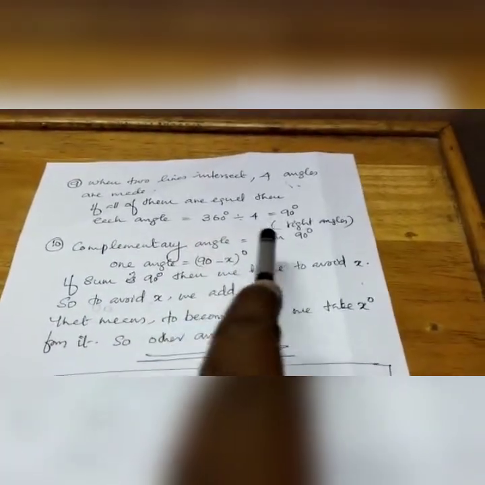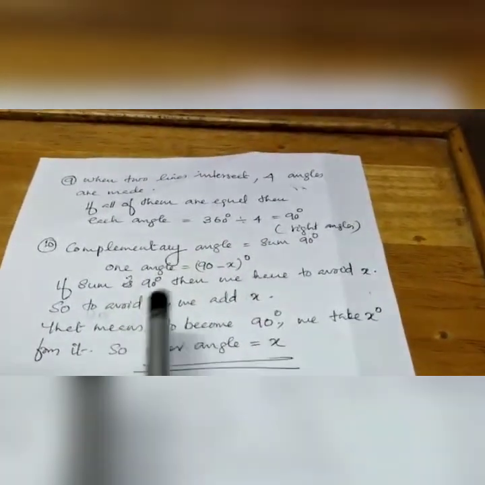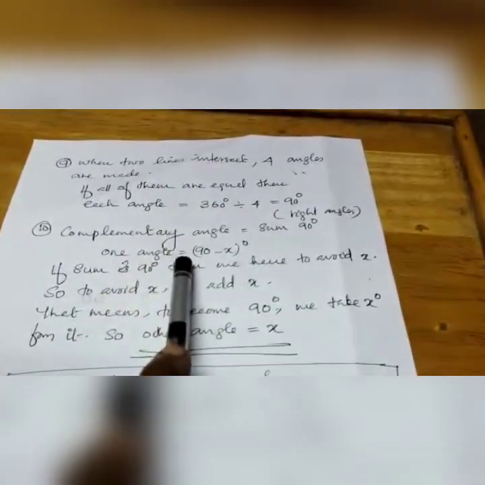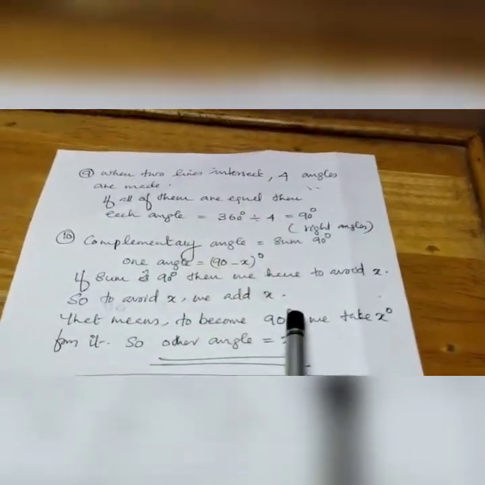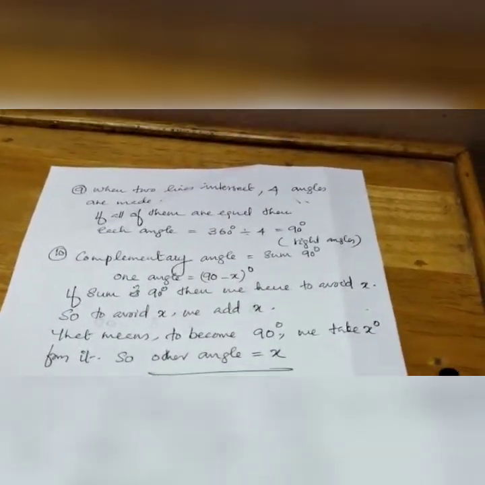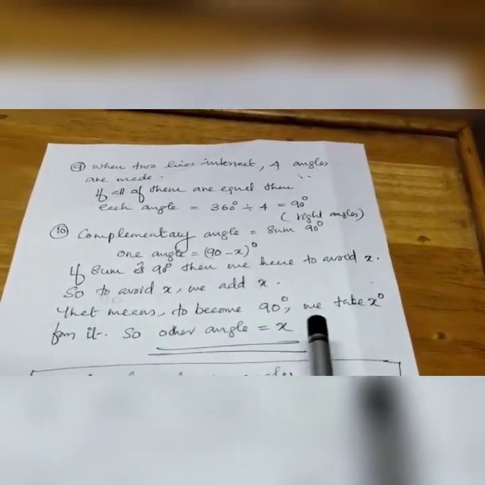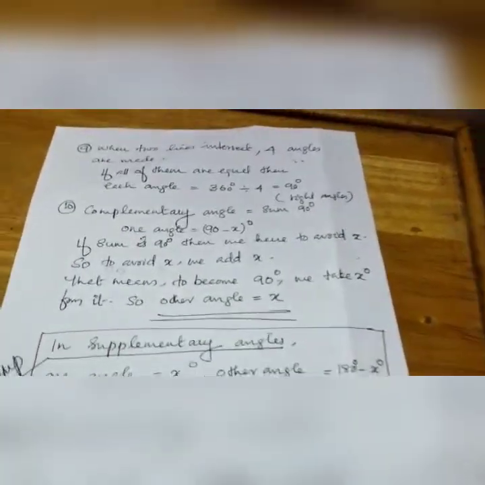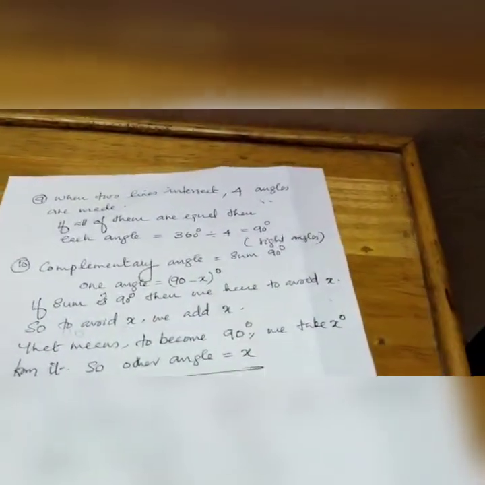One angle is 90 minus x, then the other angle is x. We add 90 minus x and x, and we get only 90. That means the sum is 90. That is complementary. Here x is minus, so we add x to cancel x from 90 minus x.